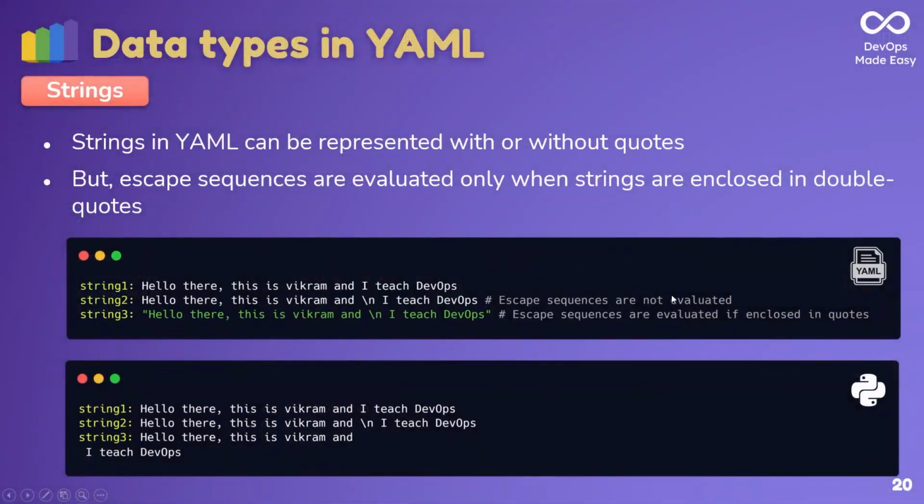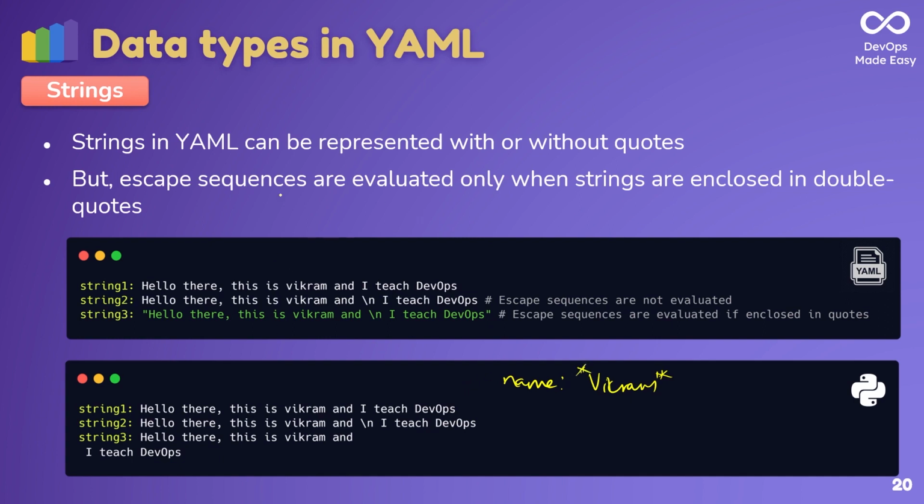The next data type is string. Strings in YAML can be represented without quotes. It is entirely up to us. We had seen that already: with name as the key, we are putting the value simply, without any quotes. Either you can put double quotes or you can ignore them. YAML will take them as strings.